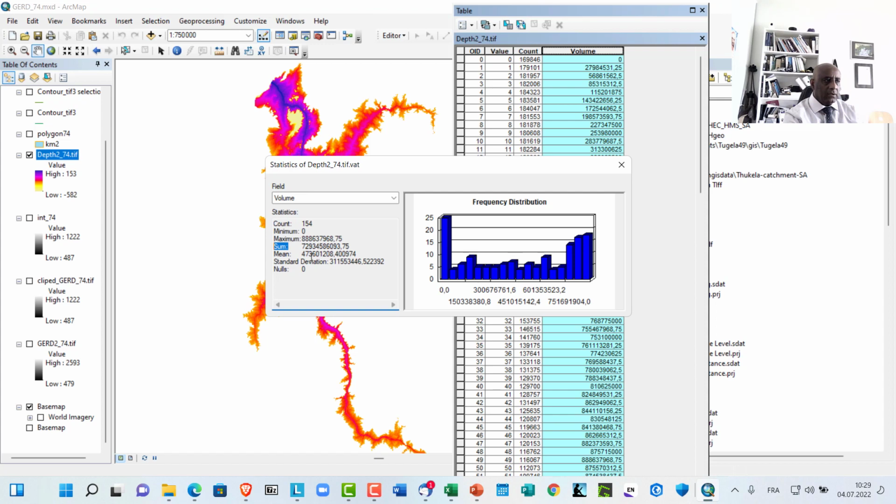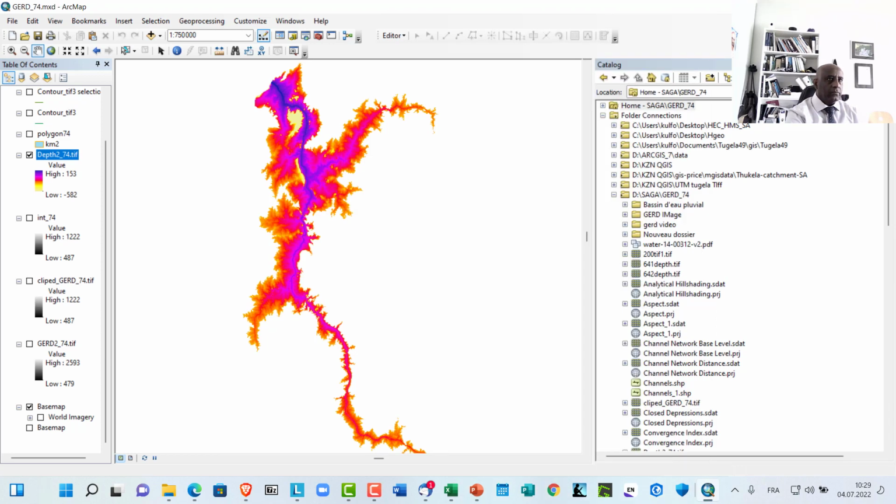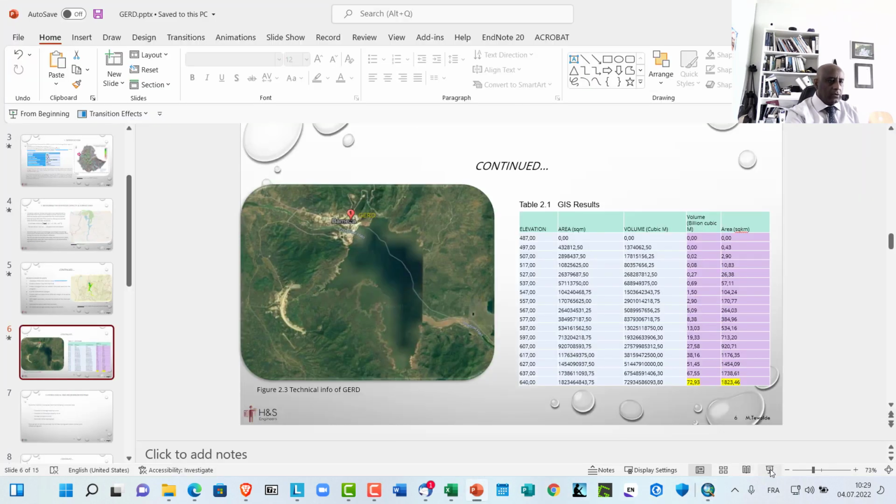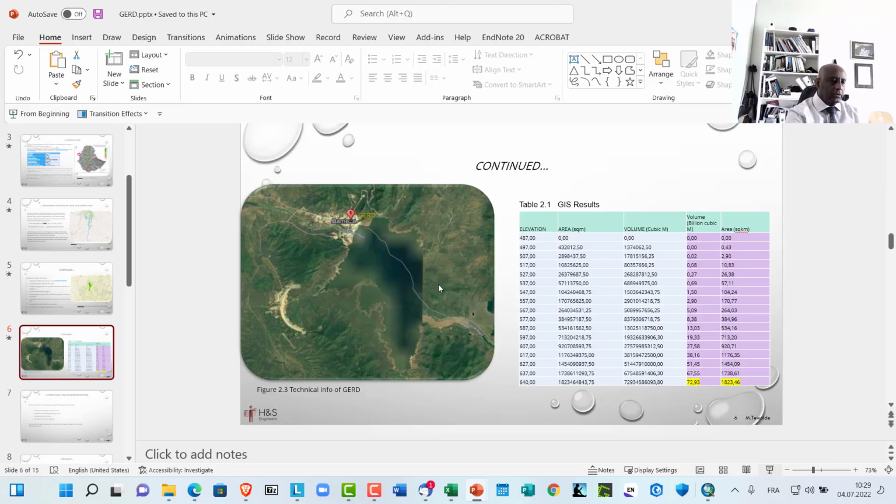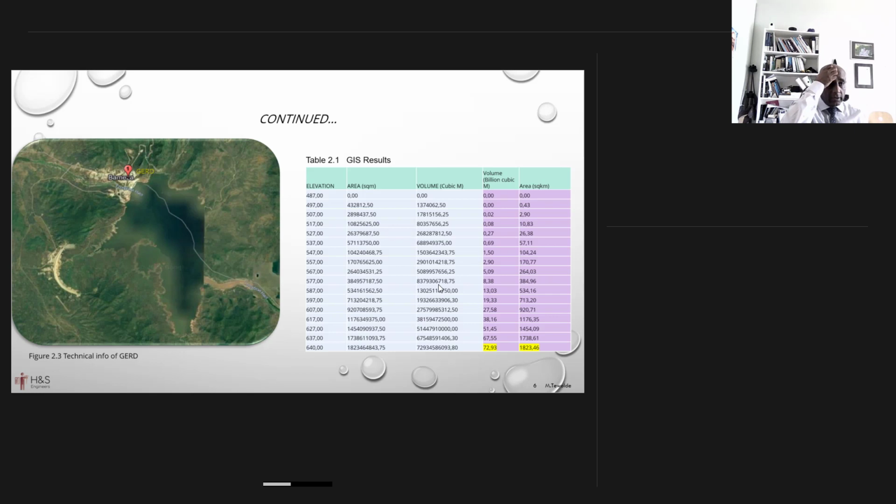It doesn't matter. They calculated 74, and I found out it's 73. It's good, so that's it. So, coming to the hydrology calculation, that is how you calculate the area and the volume, and this is the result I found out.